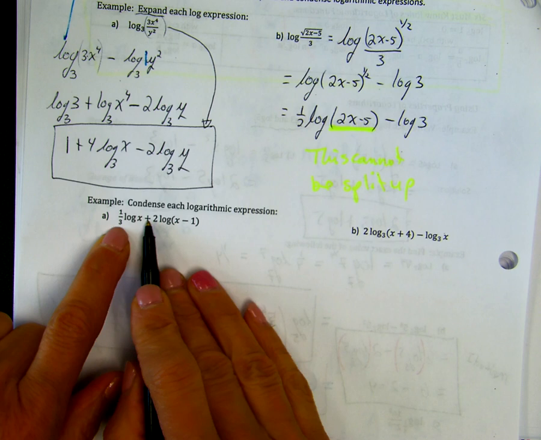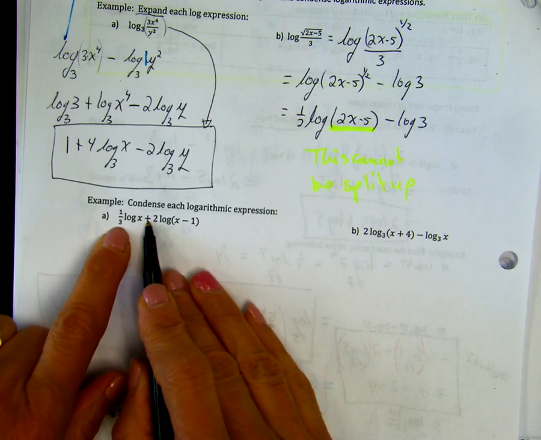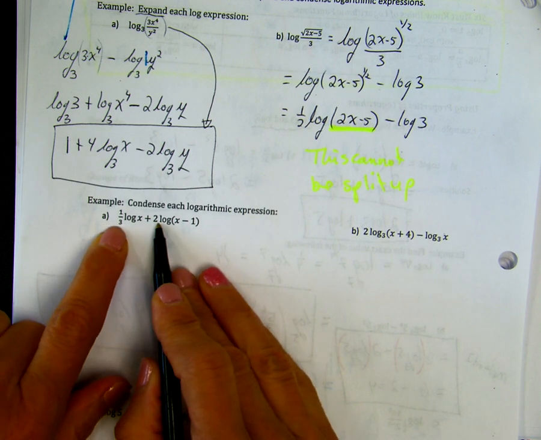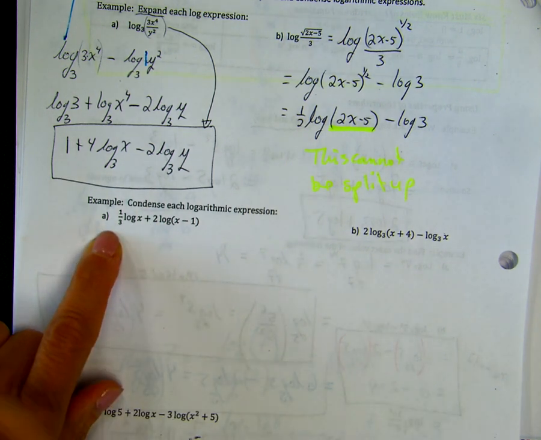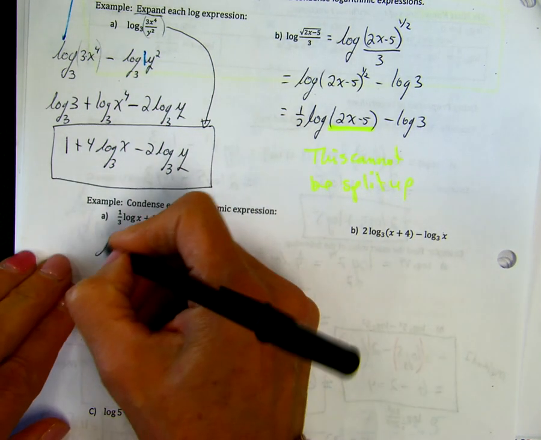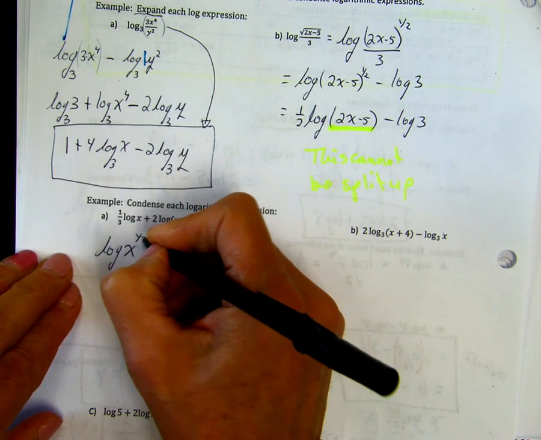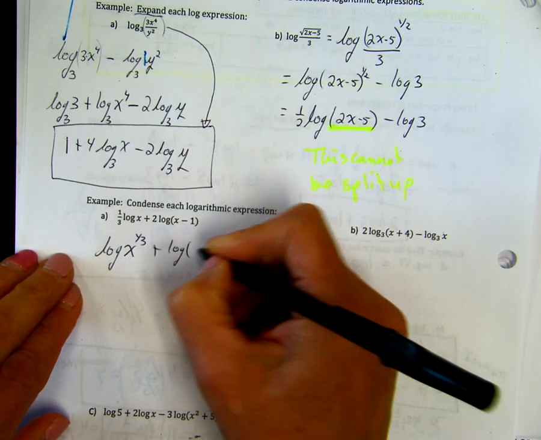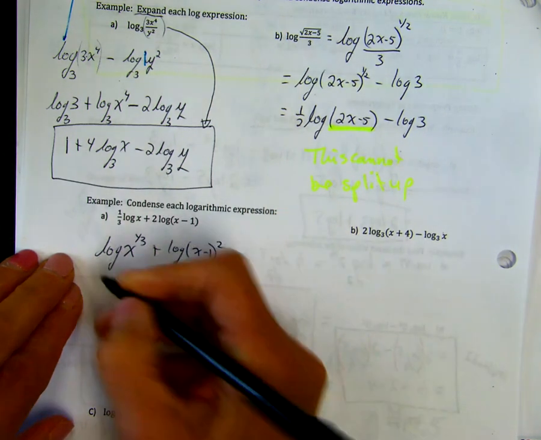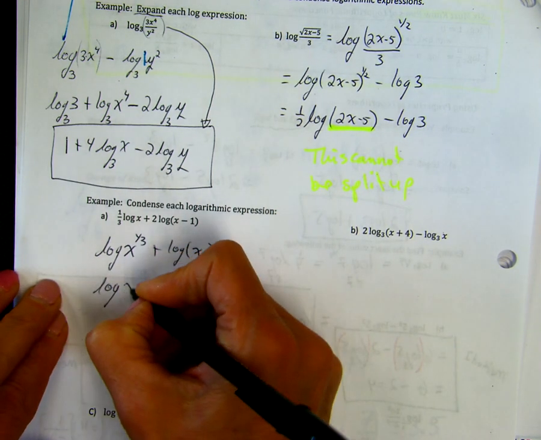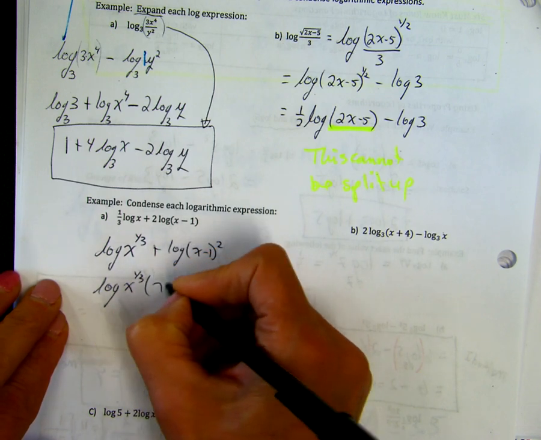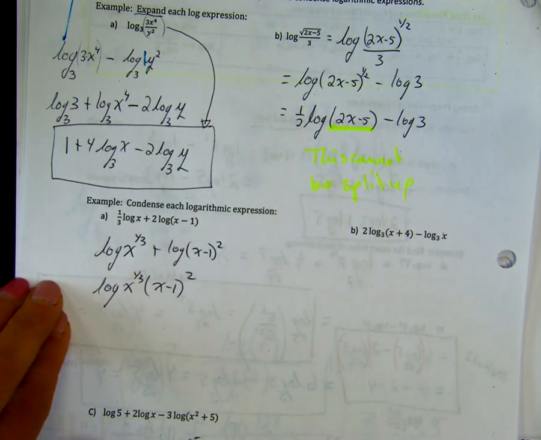So it's easy to jump ahead of yourself and say, I'm adding outside, I'm going to multiply inside. But you have to take care of these coefficients before you do it. That is, you've got to deal with the exponent before the addition, which is multiplication. Kind of makes sense? Kind of sounds like BEDMAS, doesn't it? Okay, so we've got the log of x to the 1/3 plus the log of x minus 1 squared, which gives us the log of x to the 1/3 times x minus 1 squared.